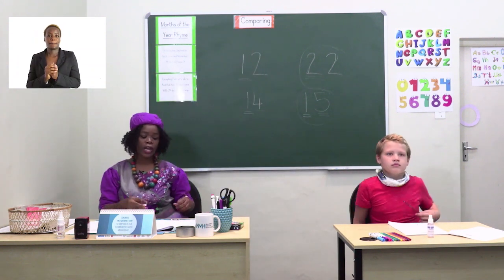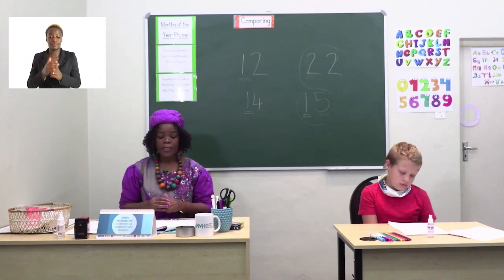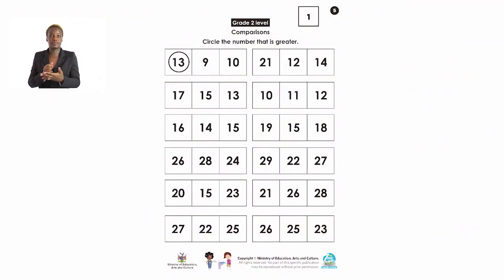Now, let's quickly look at our worksheet. The first one has been done for you. The 13, 9, and the 10. The 13 is the biggest number between the other two. Now let's quickly look at the next box. Next to the 10, we have a 21, a 12, and a 14. Now between those three numbers, which one do you think is the biggest one? Then we first of all look at the first numbers of each one.